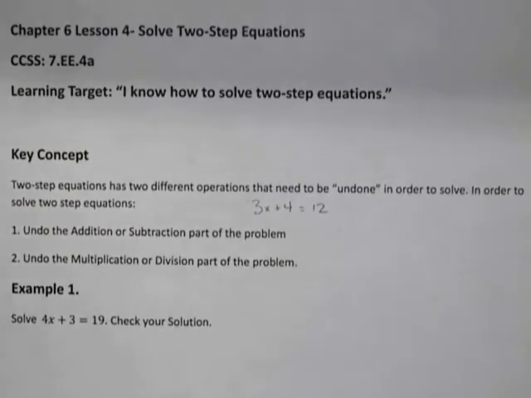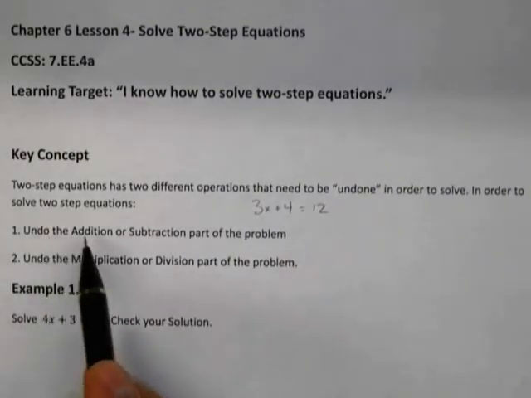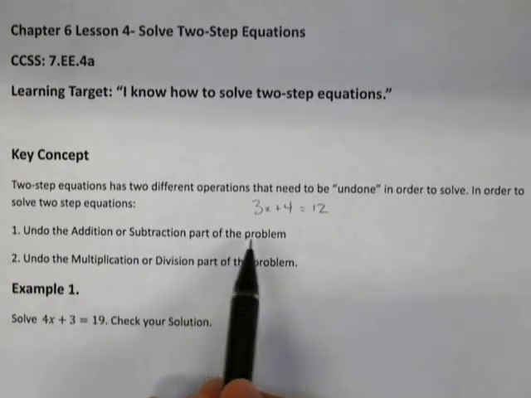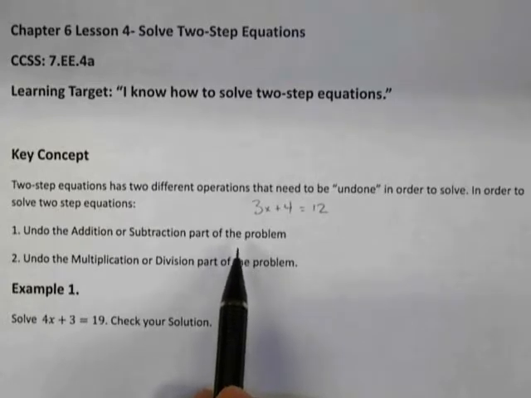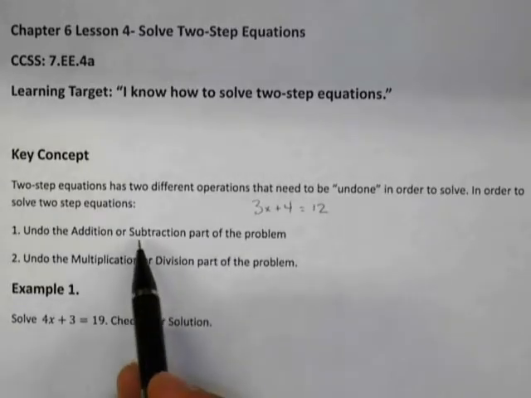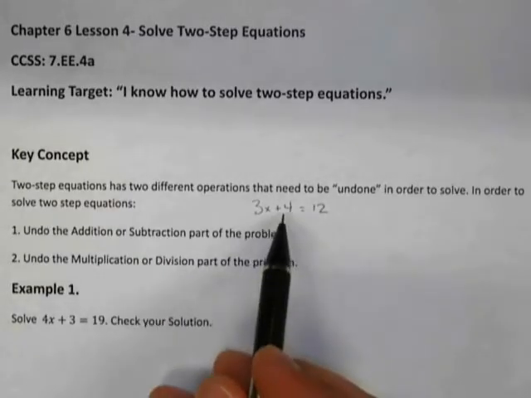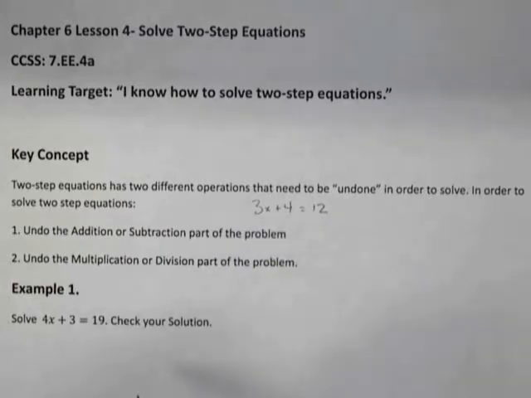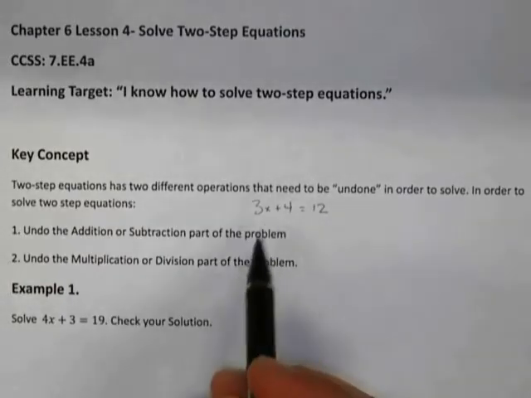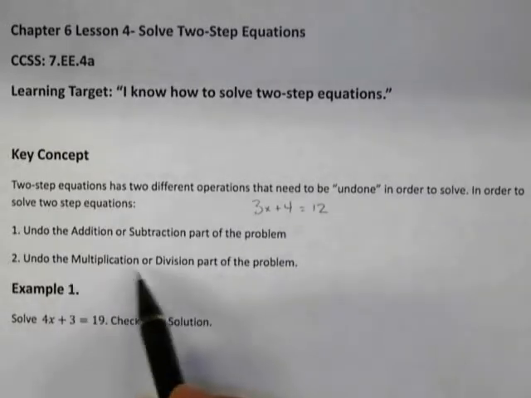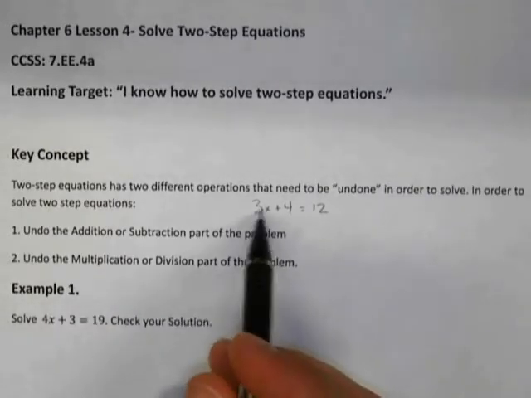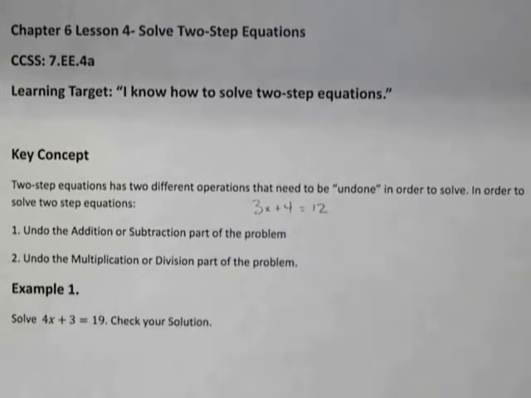In order to solve two-step equations, you have to undo the addition or subtraction part of the problem first. If you don't, it'll just take a few more steps. It's a lot easier if we undo the addition or subtraction part of the problem first. So up here, we would subtract 4 from both sides. And then the second part is we need to undo the multiplication or division part of the problem. So then 3 times x, we need to divide by 3 on both sides. Those are the steps that we need to take to solve two-step equations. So let's do a couple examples.